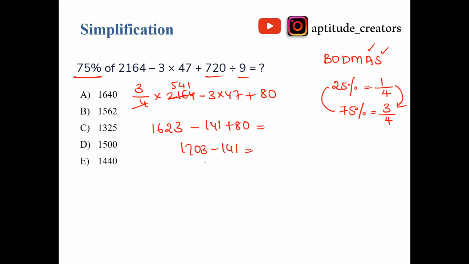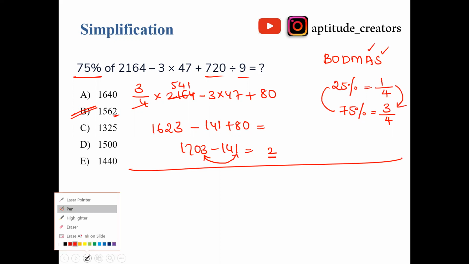Now, here 3 minus 1, it is giving the result as 2. Now, can I fix my answer as unit digit is 2? Can I fix my answer as option B, 1562? Yes, this is one way of solving. Now, what is the another way of solving? That is by using digital sum method.